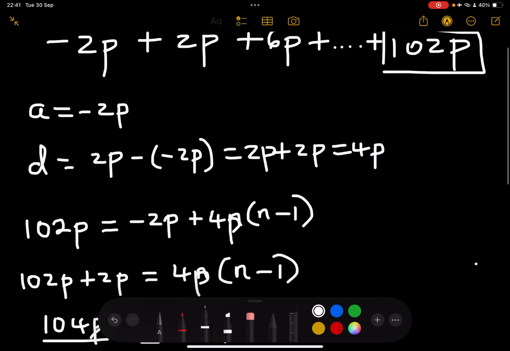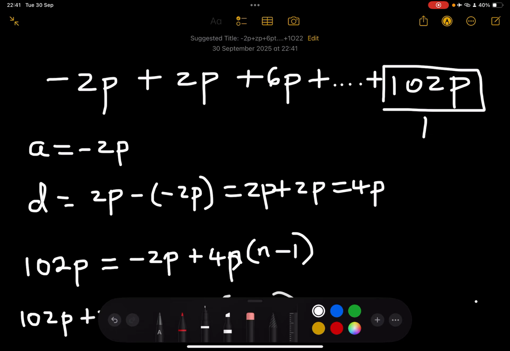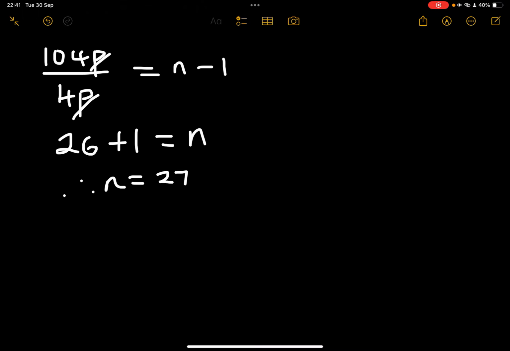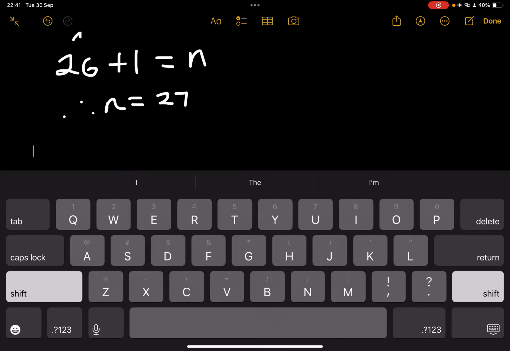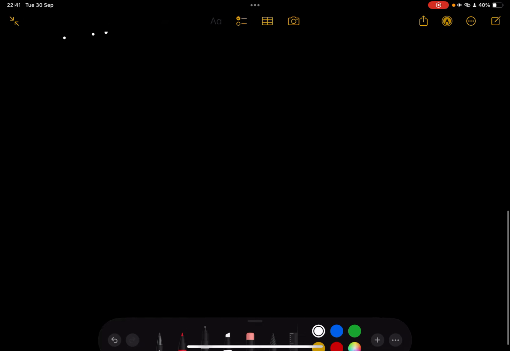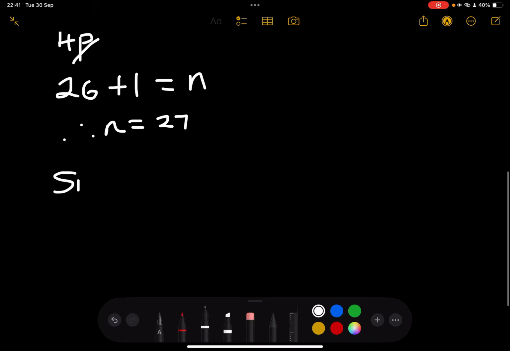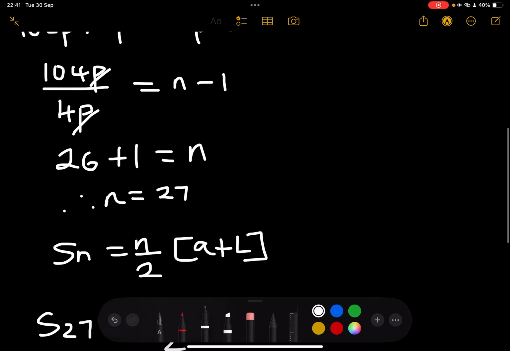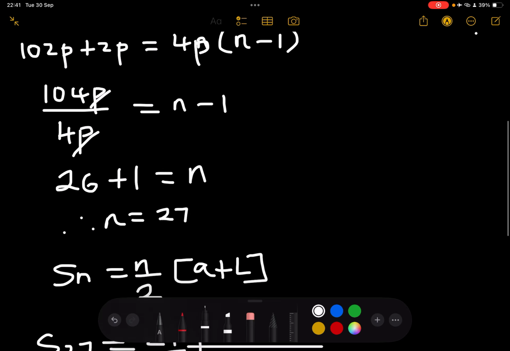And the nice thing is we know the first and the last term. The last term is there, the first term is here. So we can use the other formula of the sum, this one. Let's see. We're going to say Sn equals n over 2 times (a plus l). So S27 is going to be 27 over 2. The first term is what? It's negative 2p.